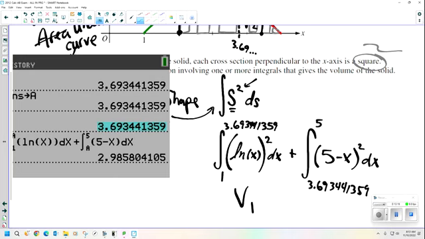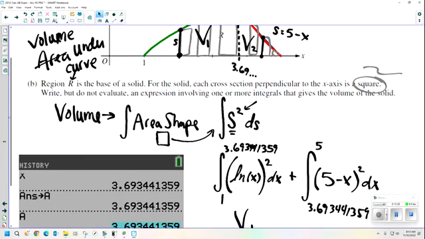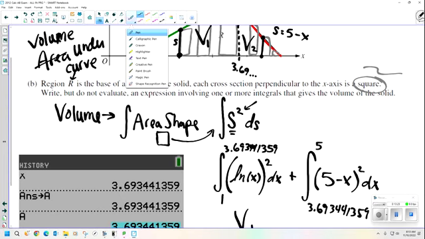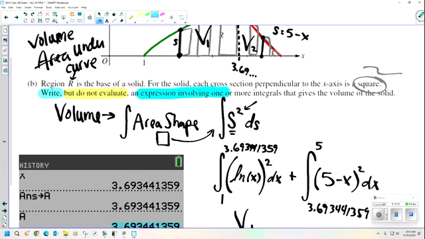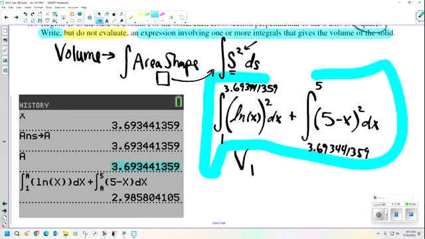Now, the great thing about this problem is, and I'm not even sure we finished reading it because I saw volume and square and I got excited. Sorry, guys. It says: write, but do not evaluate, an expression involving one or more integrals that gives us the volume. That's what we just did. We're done. We could evaluate; this is a calculator problem and could have easily been put in a calculator. But that's an expression. There's no equal sign. It's fine, I don't have to put volume equals. That's perfect.